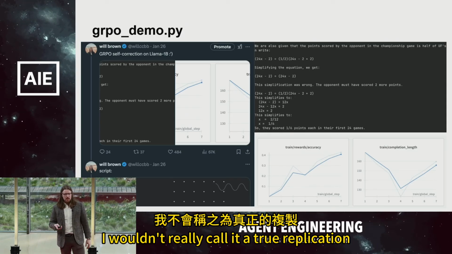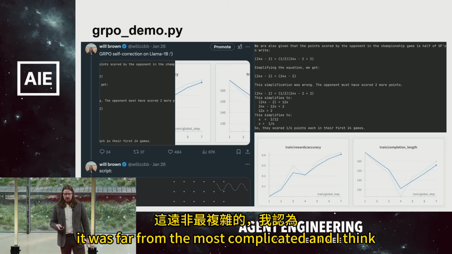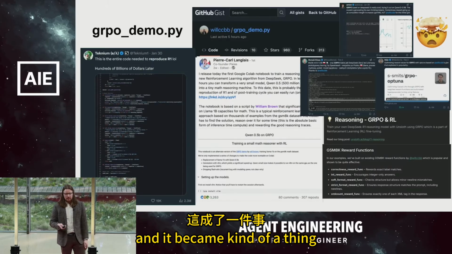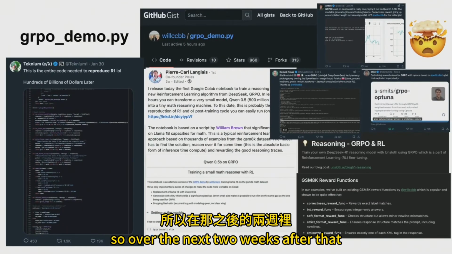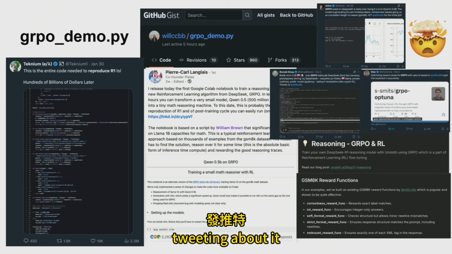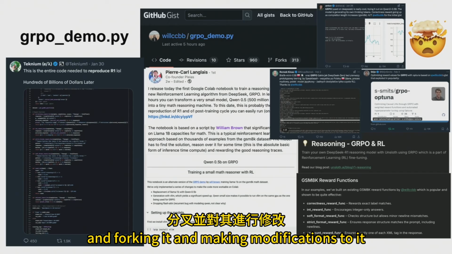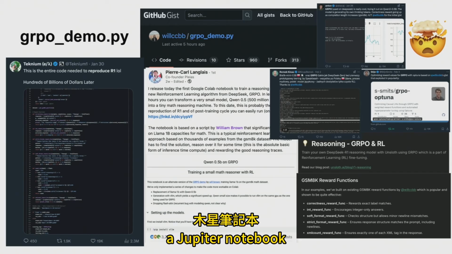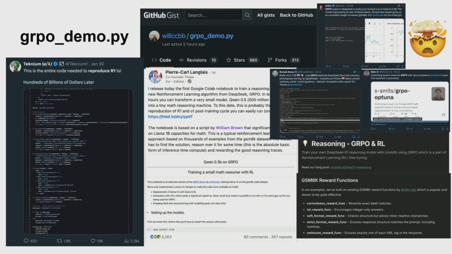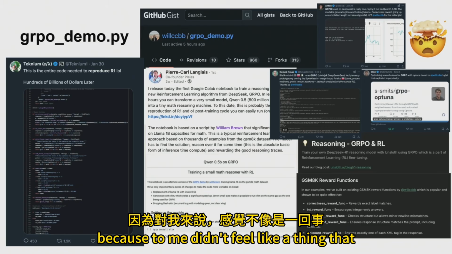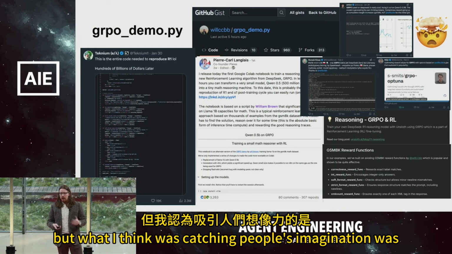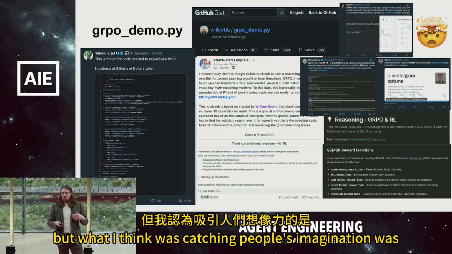I wouldn't really call it a true replication. It was far from the most complicated, and I think that actually caught a lot of people's imaginations, and it became kind of a thing. So over the next 2 weeks after that, it just took on a life of its own where a lot of people were tweeting about it and forking it and making modifications to it and making it something you could run in a Jupyter notebook, making it more accessible, writing blog posts about it. And it was interesting because it, to me, didn't feel like a thing that merited this level of excitement. But what I think was catching people's imagination was that it was one file of code.